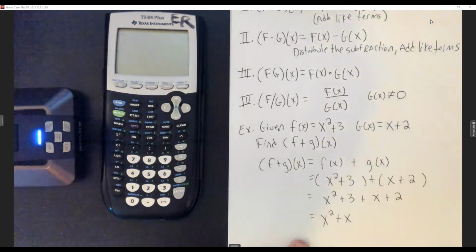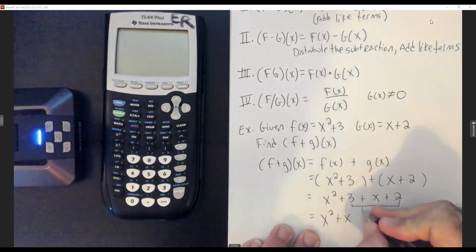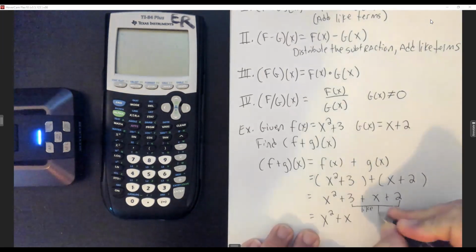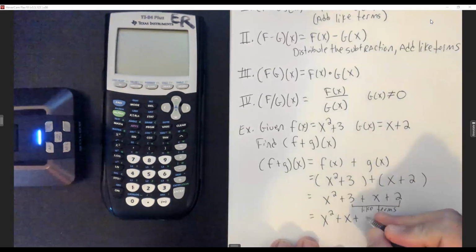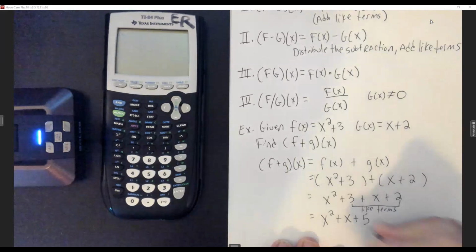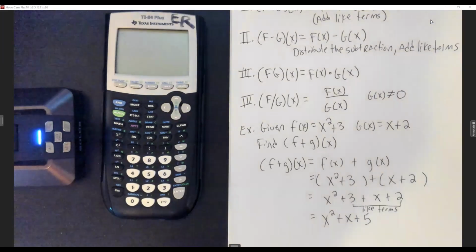So remember, to add these x's together, they would have to have the same exponents. Now I do have like terms that are numbers sitting here. So since my 3 and 2 are both positive, I'm just going to add that, and 3 plus 2 will give us a 5. So now that we got an x squared plus the x plus 5, we cannot go any further, and that would be the final answer.